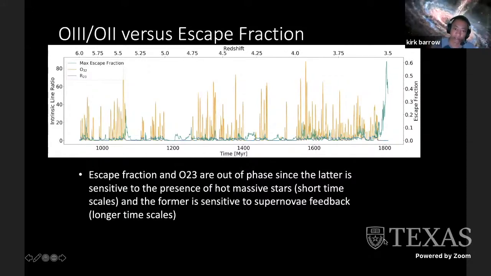And I found that the escape fraction of ionizing radiation and O32 were offset because of the different timescales of the processes, where O32 was really responsive to recent star formation, and the escape fraction had a longer delay time. It turns out that because I'm looking at all of the history of this galaxy, there are actually thousands of outputs that I've analyzed and created synthetic observations for.